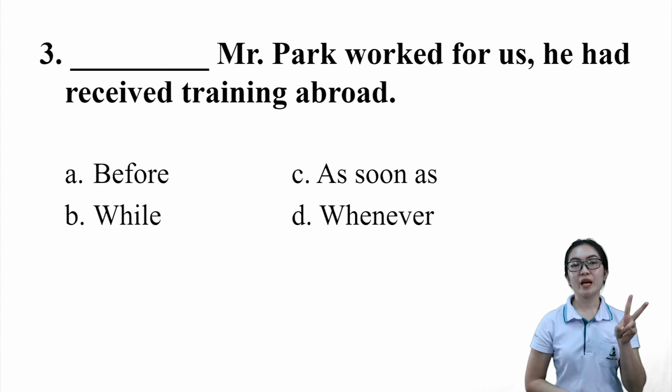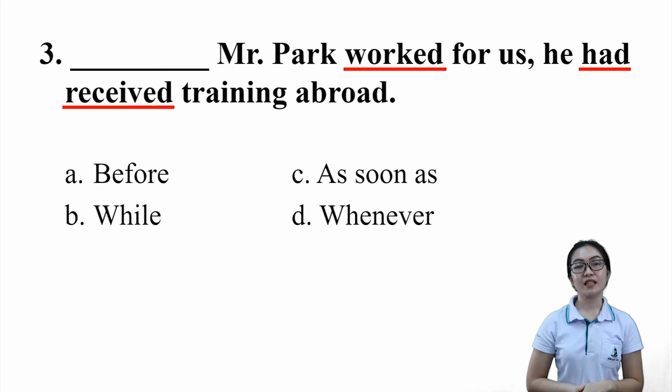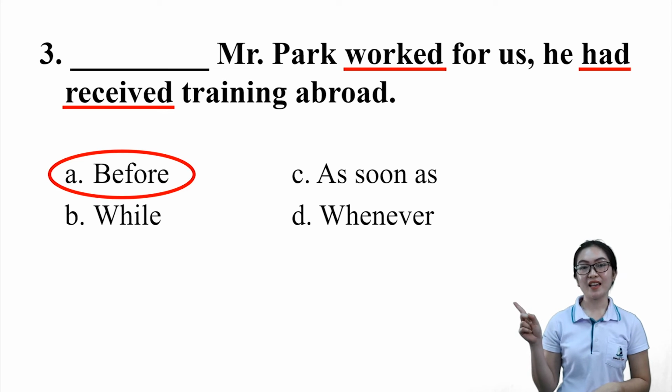There are two time frames implied because of the verbs worked in simple past tense and had received, which is in the past perfect tense, which means the two actions did not happen at the same time, but one happened first before the other. While is used for two actions happening at the same time. As soon as and whenever both are used for uncertain times. The answer is letter A, before.